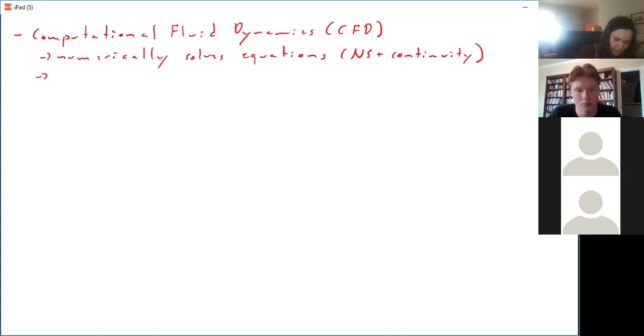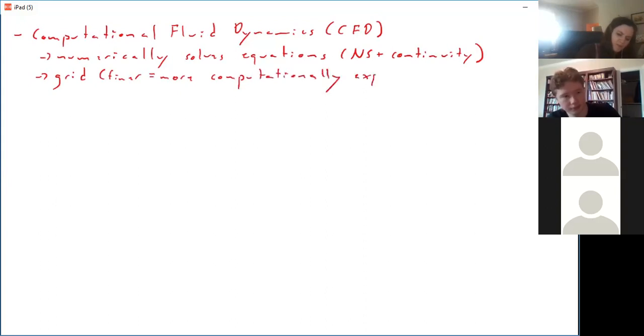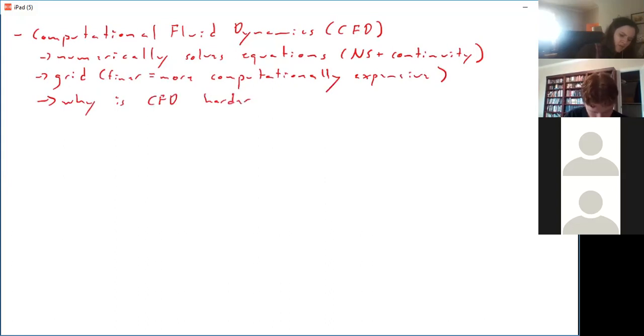Other things, you need a grid. Which is more computationally expensive, a fine grid or a coarse grid? A fine grid. Finer is more computationally expensive. And then we talked about why CFD is harder for turbulent flow than laminar flow. You need a much smaller, finer grid. Yep, you need a smaller grid in order to capture all the little swirly eddies.